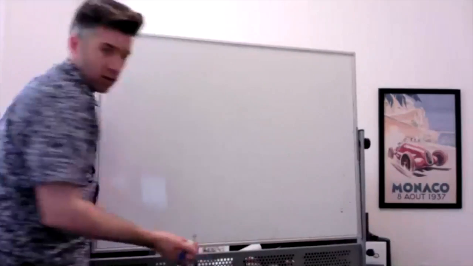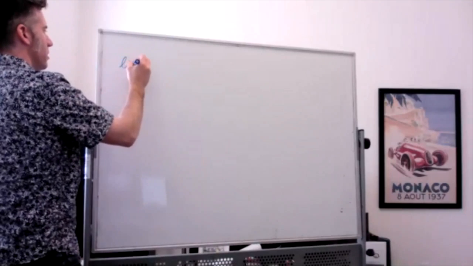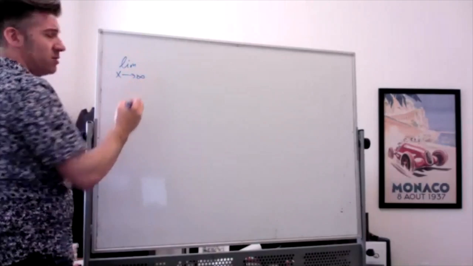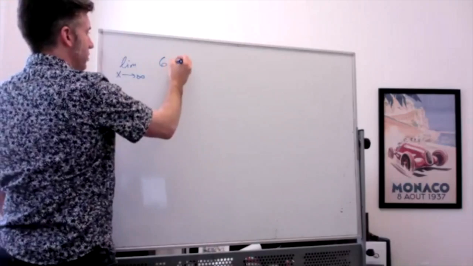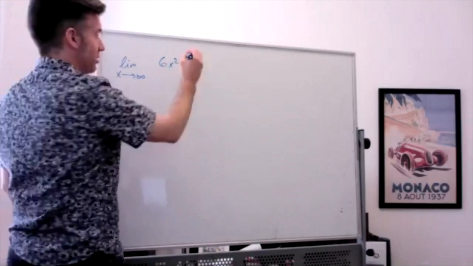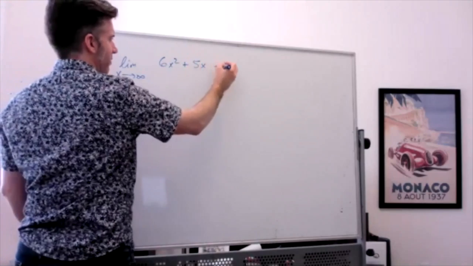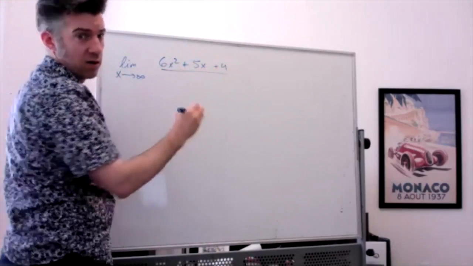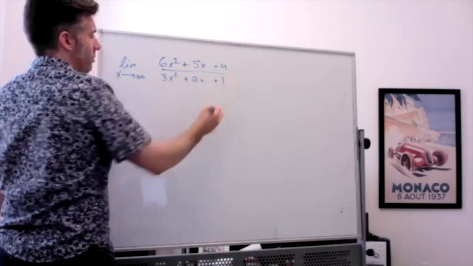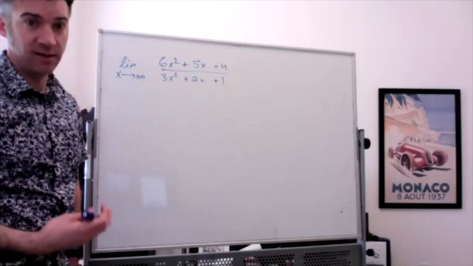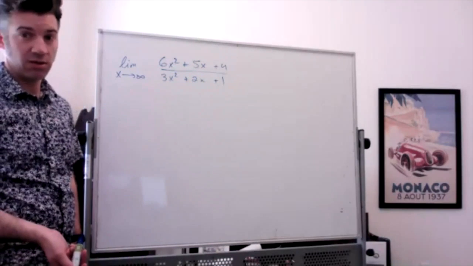So, a couple other examples here. What about the limit as x goes to infinity? Here's one you should know without using L'Hopital's rule. Not that you can't use L'Hopital's rule, but you should already know the answer. So the limit as x goes to infinity of 6x squared plus 5x plus 4 over 3x squared plus 2x plus 1. Everybody should be able to type in the chat what this limit is supposed to equal.